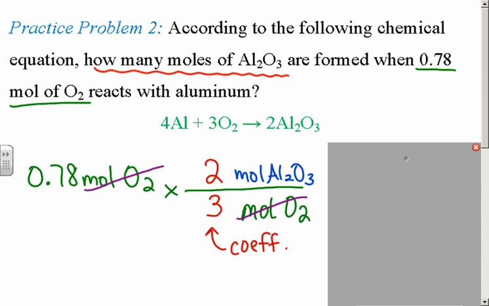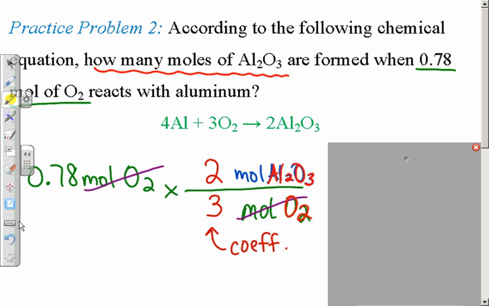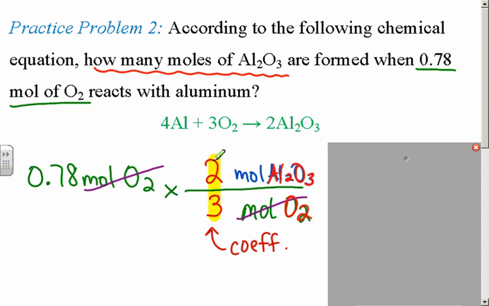In this bridge, I was trying to convert between oxygen, O2, which was in the denominator because that was what I started with, and the aluminum oxide, the Al2O3, which went in the numerator because that's what I was changing it into. In order to do this, notice the numbers I used here, the 2 and the 3, came from the coefficients of those two chemicals in my balanced equation.